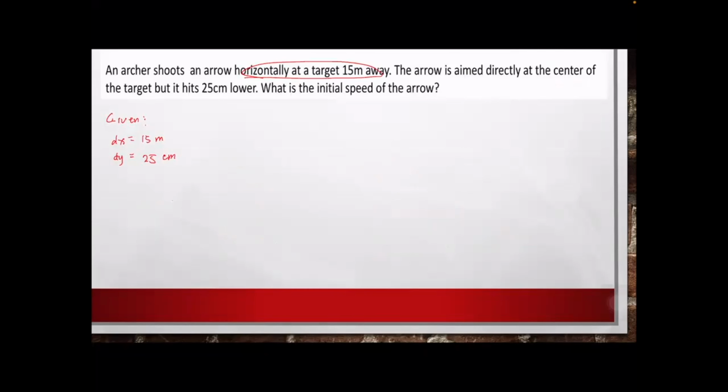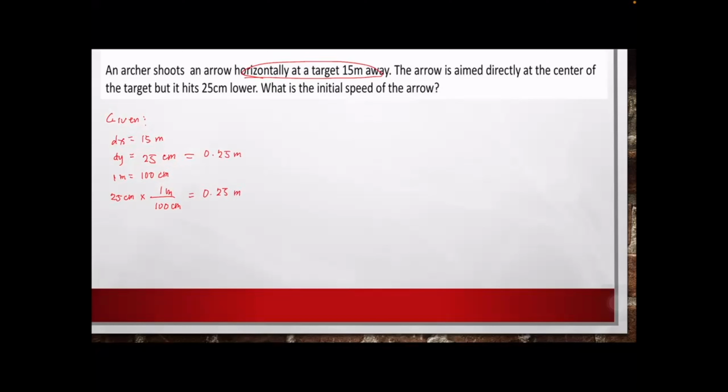So therefore, we are going to use 1 meter is equal to 100 cm. So this will be 25 cm times 1 meter over 100 cm. So, this will be 25 divided by 100, magkakaroon tayo ng 0.25 meter. So, this is equal to 0.25 meter.